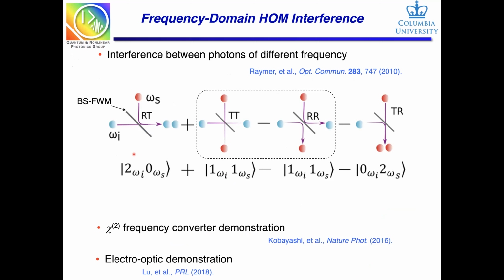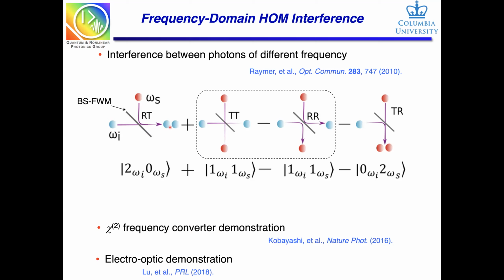So I've told you that we have this frequency beam splitter here. And what I want to indicate to you is that we can have exactly the same behavior, but in the frequency domain. So now imagine I have a blue photon and a red photon incident on my frequency beam splitter. So there's four possible outcomes.